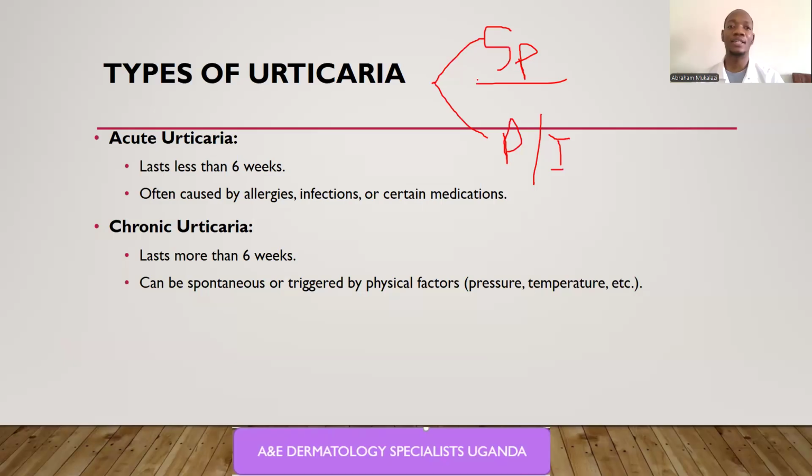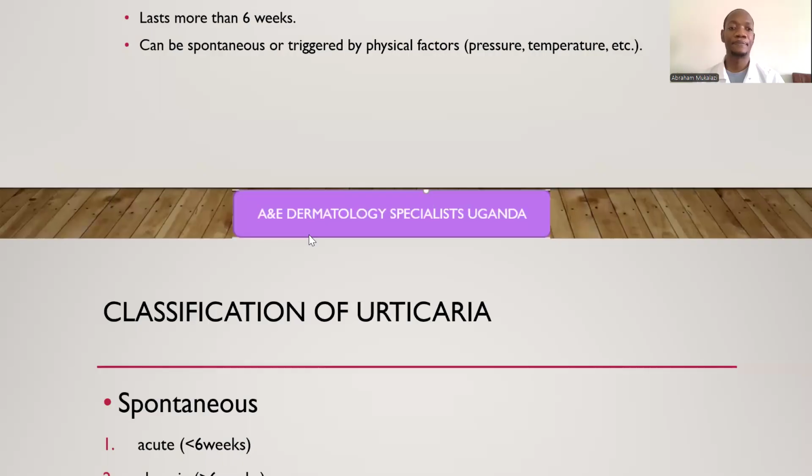So spontaneous urticaria is further grouped, whether it is acute, if it has occurred for less than 6 weeks, or if it is chronic, if it occurs for more than 6 weeks. And all of this has been associated with different causes, including allergens, infections, and also particular medications. And in this case, it may be key for you to identify the trigger, avoid the trigger, and then someone can get improvement, or they can get better.